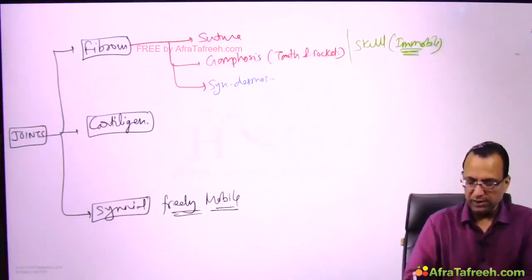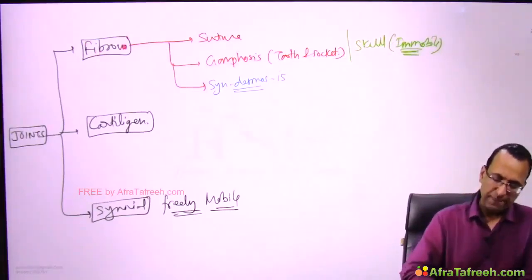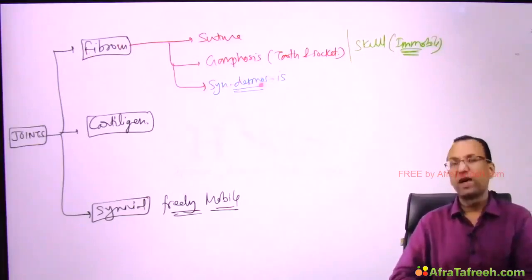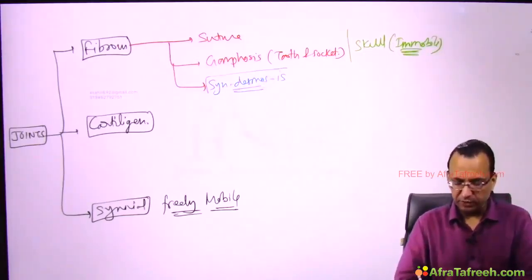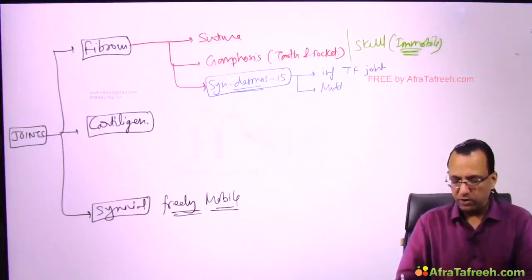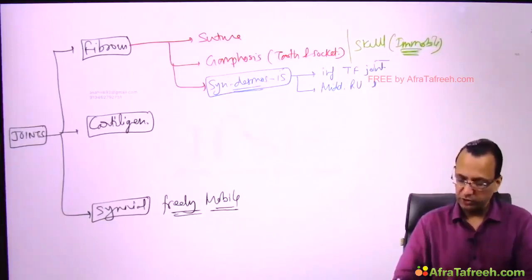The third is called syndesmosis. You know what desmos is? Desmos refers to fibers; it's a fibrous joint. Examples of syndesmosis we have seen: one is the inferior tibiofibular joint and the other was the middle radio-ulnar joint, if you remember. Slightly mobile joints.